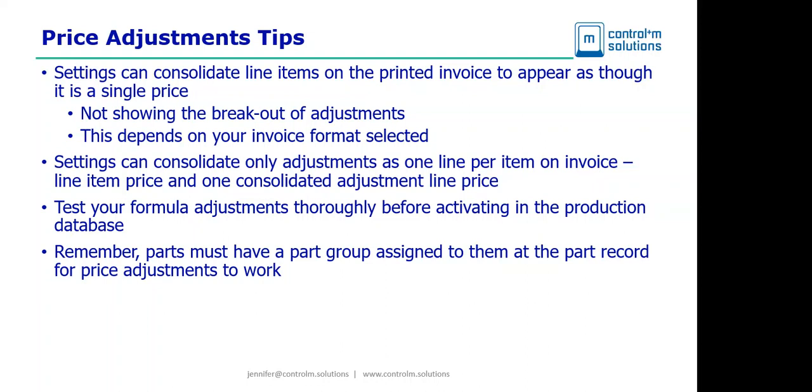Just be careful with those because they're all or nothing, right? If you set it up for just one line item based on the invoice format that you use, then it's going to be for all of your invoices that have adjustments. You can't pick and choose which ones you want that to happen on. Formulas can be very, very tricky. Just really thoroughly test those before activating them into production. And again, remember, the parts have to have a part group assigned at the part record.